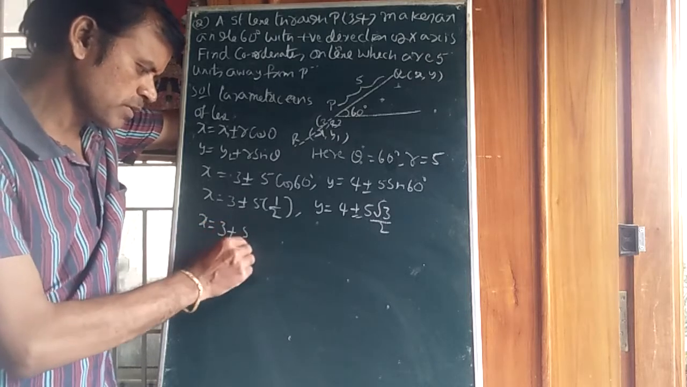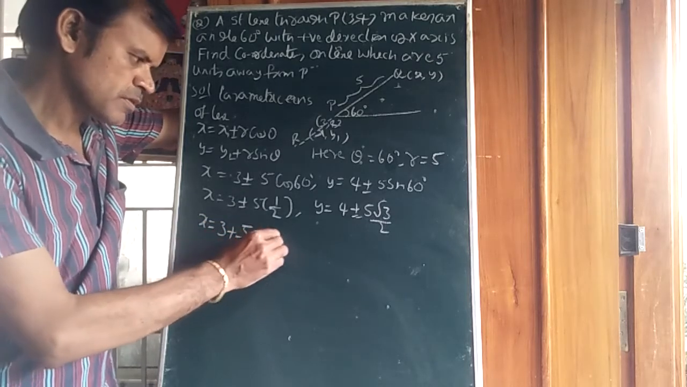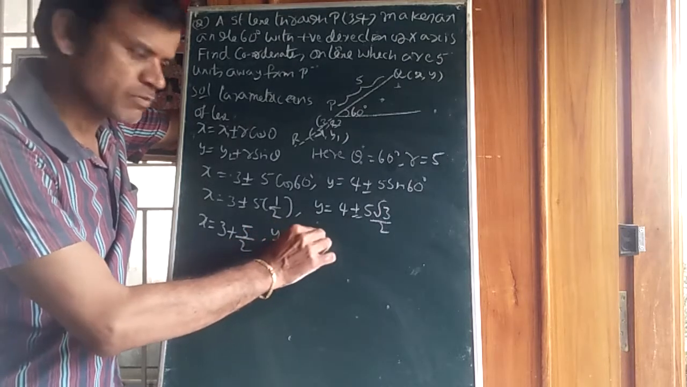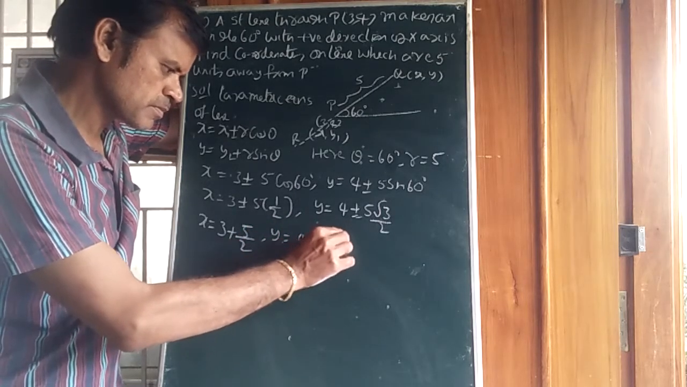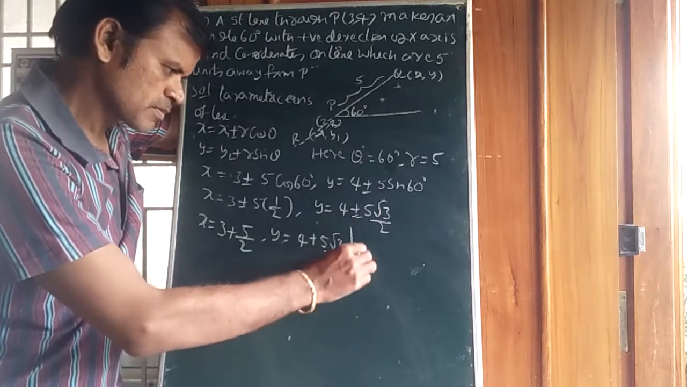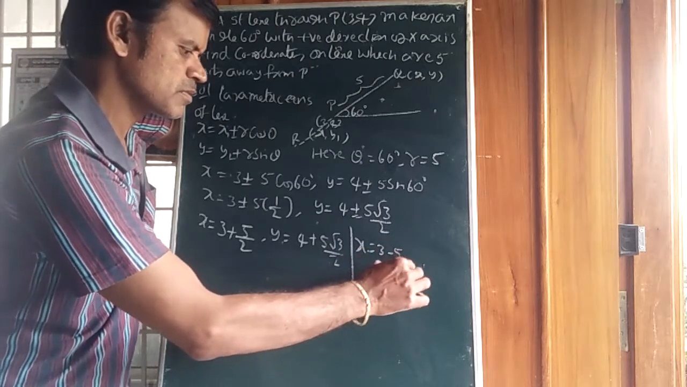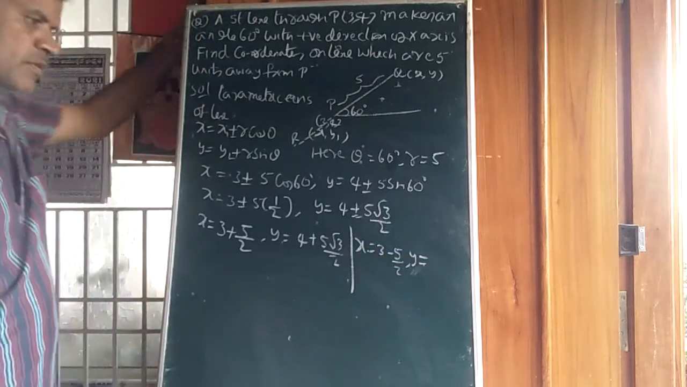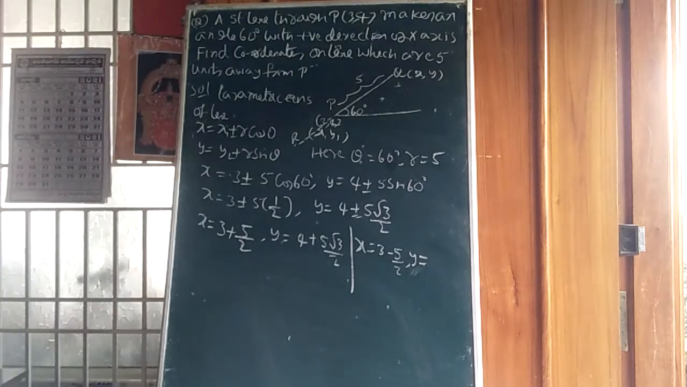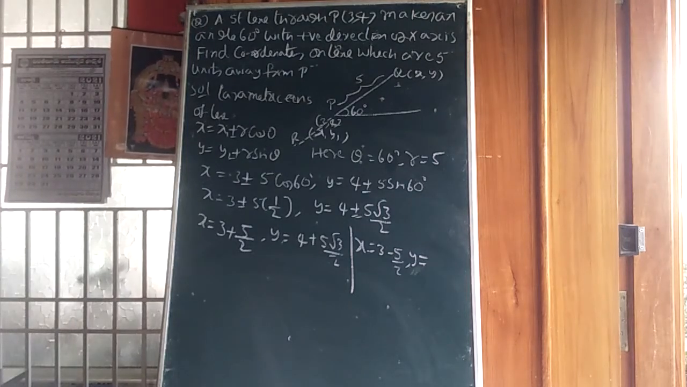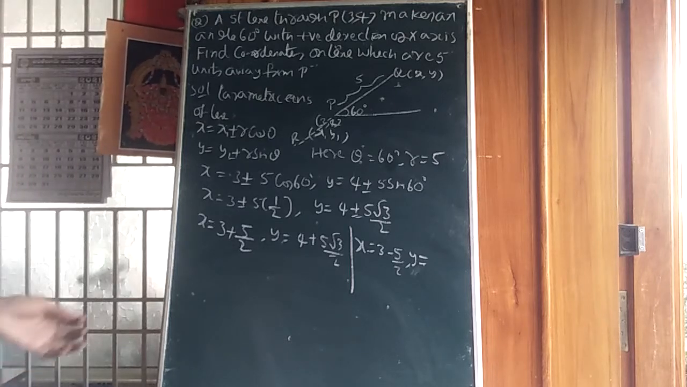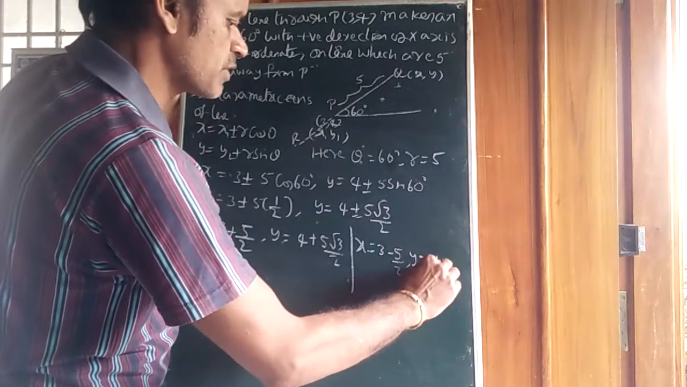x is equal to 3 plus 5 by 2, y is equal to 4 plus 5 root 3 by 2. And x is equal to 3 minus 5 by 2, y is equal to 4 minus 5 root 3 by 2.